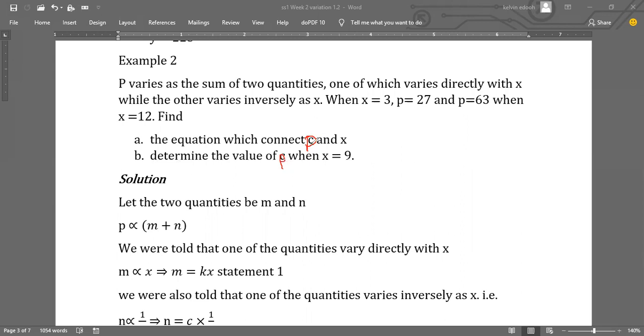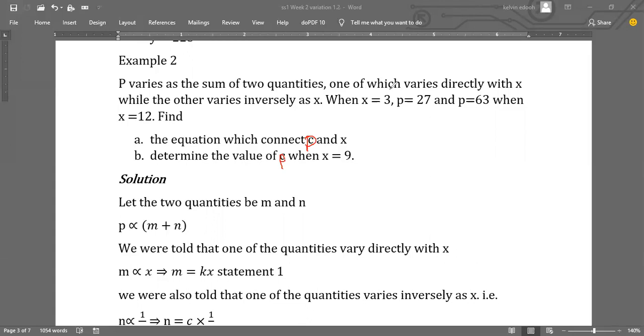So please, when you're going through your e-note, effect these changes. When x is equal to 9. Now, good. Let me give you a summary of this question. We are told that P varies as the sum of two quantities. And then we are given information about those quantities, remember there are two quantities, one of them varies directly with x, and the second one varies inversely as x. So just have that idea when tackling this question.